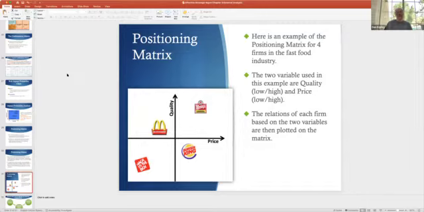McDonald's, higher quality than Jack in the Box, higher quality than Burger King. And their price is a little bit higher than Jack in the Box, but less than Burger King. Burger King, quality, a little bit better than Jack in the Box, but lower than McDonald's. And pricing is higher than McDonald's. And then Wendy's, higher quality, higher price than all of them. Pretty easy to read, isn't it?